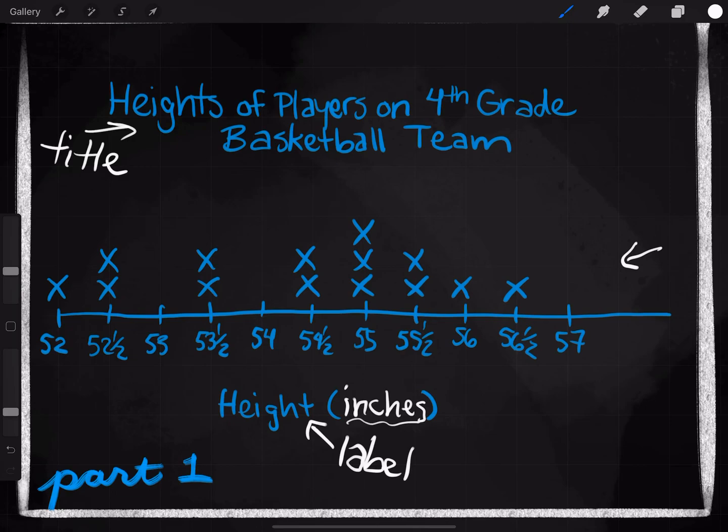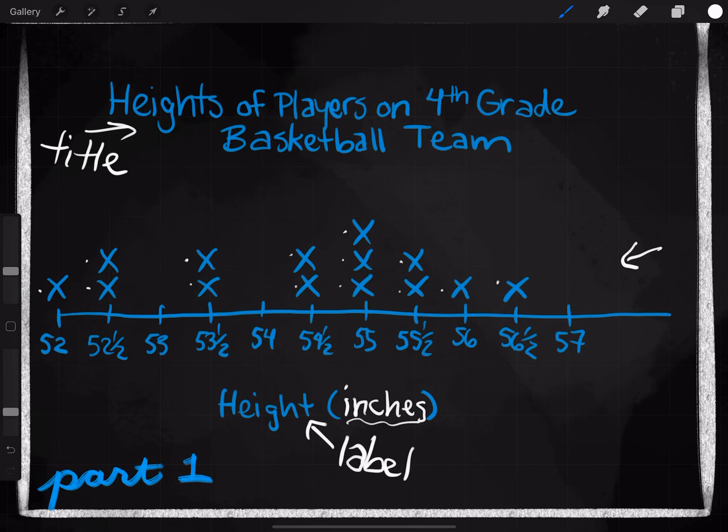Okay, so here we can use some of this info to answer various questions about the line plot. How many players are on the team? Well, there's one X for each player, so 1, 2, 3, 4, 5, 6, 7, 8, 9, 10, 11, 12, 13, 14. There are 14 players on the team.